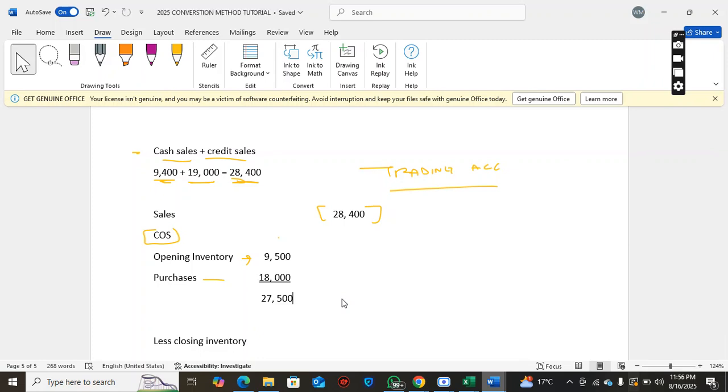Do we subtract or add? Wonderful. And then also, what else? Yes, carriage inwards, the delivery expense you incur. Do you add or subtract? So, colleagues, remember that, in case a trading account should come for you, when purchases have any carriage inwards or returns outwards. All right. So, in order to get our cost of goods sold, we need to deduct closing inventory.